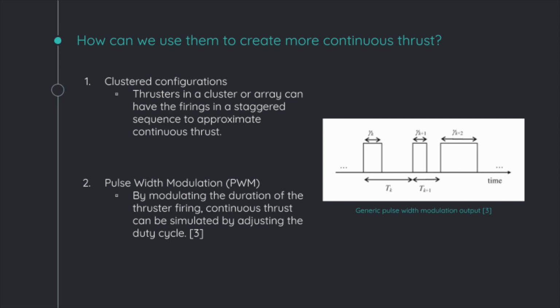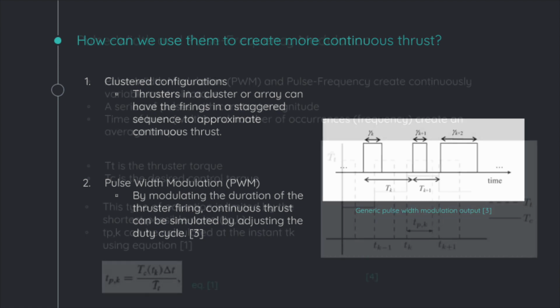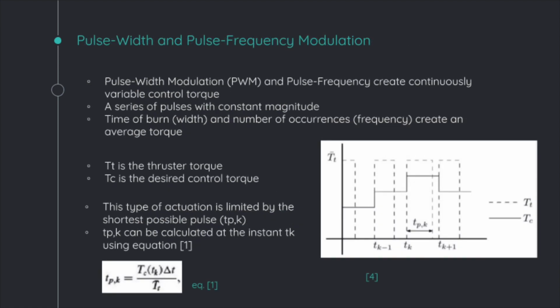If you wanted the thrust to be more continuous, you would increase the frequency, duty cycle, and amplitude of the firings. Pulse width modulation, or PWM, and pulse frequency are simple yet effective techniques used to achieve precise control over spacecraft thrusters. PWM enables the use of digital means to obtain analog results.